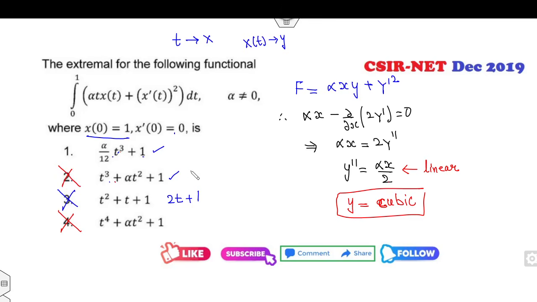Or you can take the second derivative. The first derivative will be 2 alpha t. The second derivative will be, clearly, not equal to alpha x by 2. And if you take this second derivative, it will be my 6 alpha over 12 into t. So clearly it's alpha t by 2. So A is my right answer of this problem.